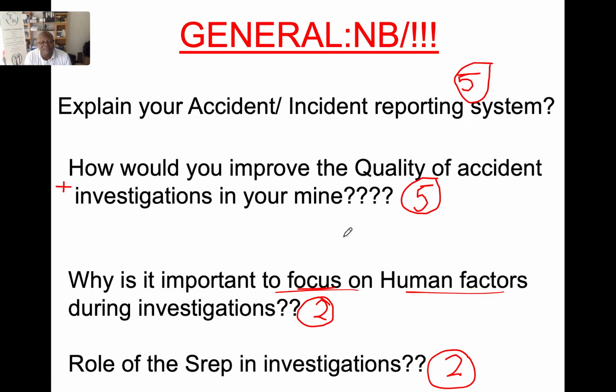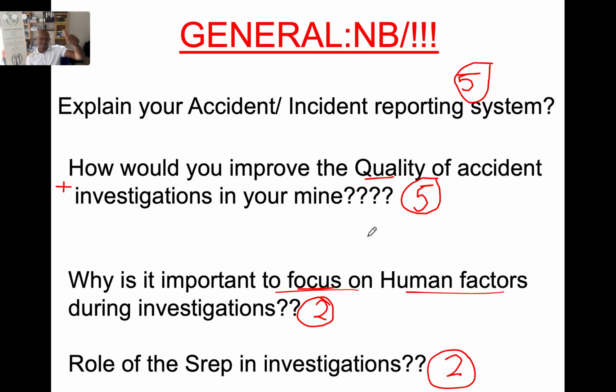So you are the chief safety officer of this department or this section of this mine, and you've got a situation where the quality of your accident reports is being criticized. What interventions would you put in place to improve quality? This is what the question is requiring of you. Interventions to put in place. We need 5 of them. There are many you can think of. We need 5.